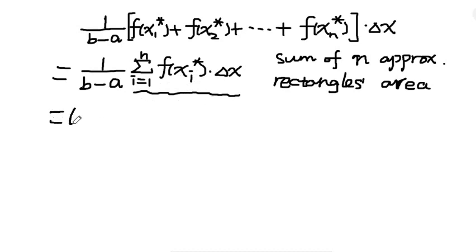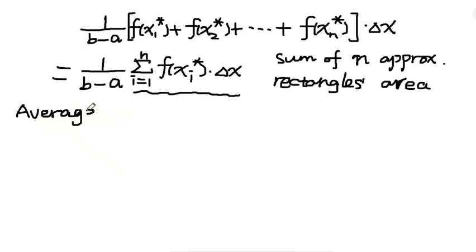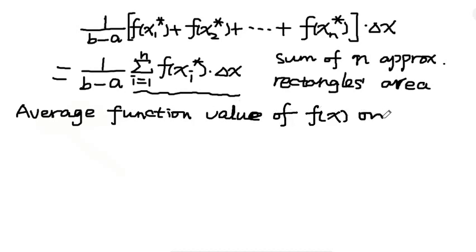So we can let the limit of n go to infinity. Sorry, then it's not equal, okay? It's not equal again. So this is just the approximation, right? You use n function values to represent. Then the average function value of f(x) on the closed interval [a, b] can be represented in this way. Use the limit, right?